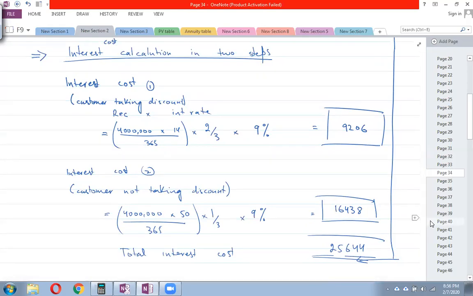So the interest cost, we can actually do it in 2 steps as well. Yes, you can do it in this way, or you can calculate your average receivable days and then you can calculate it, right? Is it clear, everyone?